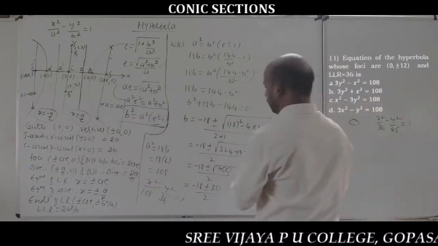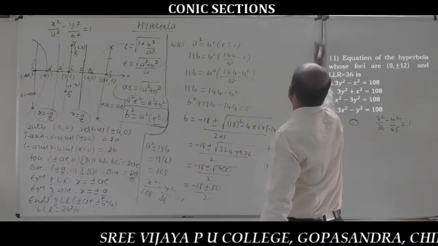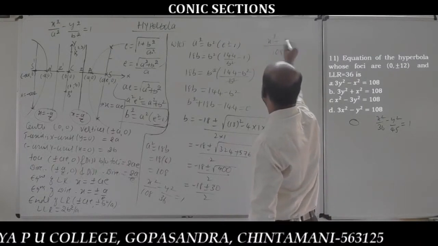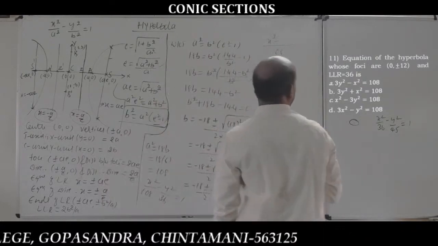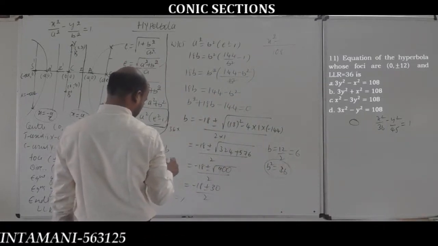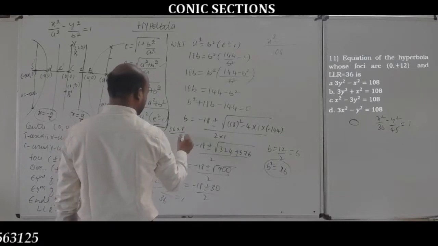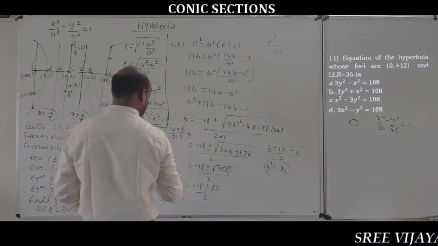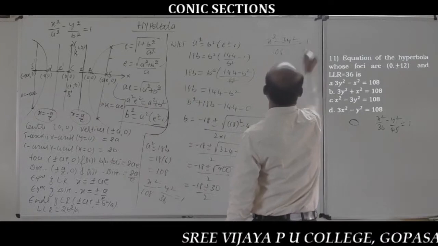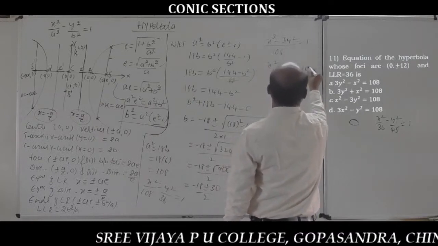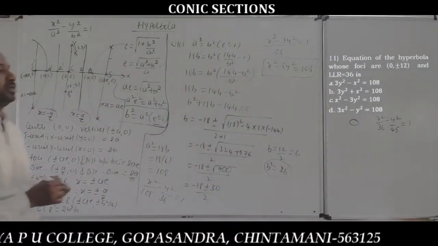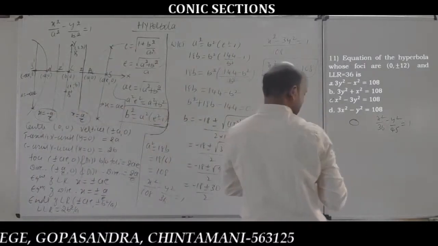So now the LCM is 108. So you will get x square, 36 into 3 is 108. Minus 3 times y square is equal to 1. x square minus 3y square equals 108. x square minus 3y square is equal to 108. That is the required equation of hyperbola. So option C.